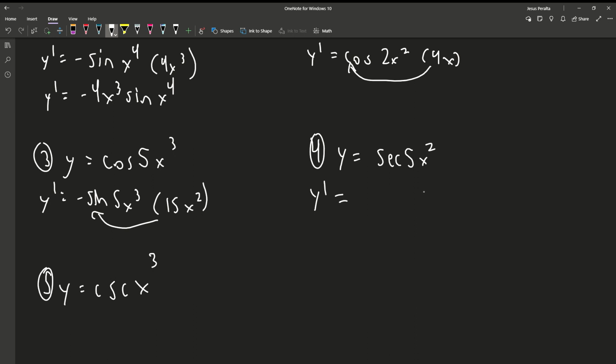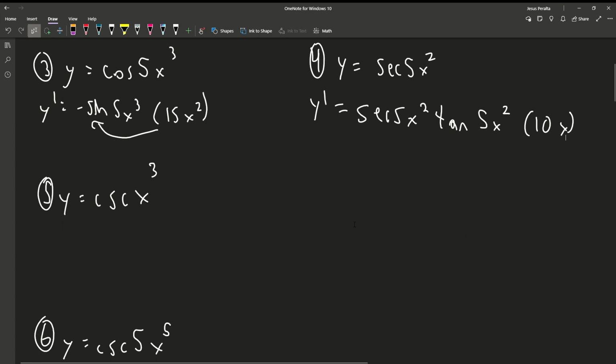We have secant. So the derivative of secant is secant x tan x. So we're going to do secant 5x squared tan 5x squared and times the derivative. It's going to be like that. You could just move it to the front. That's it. That's literally it.